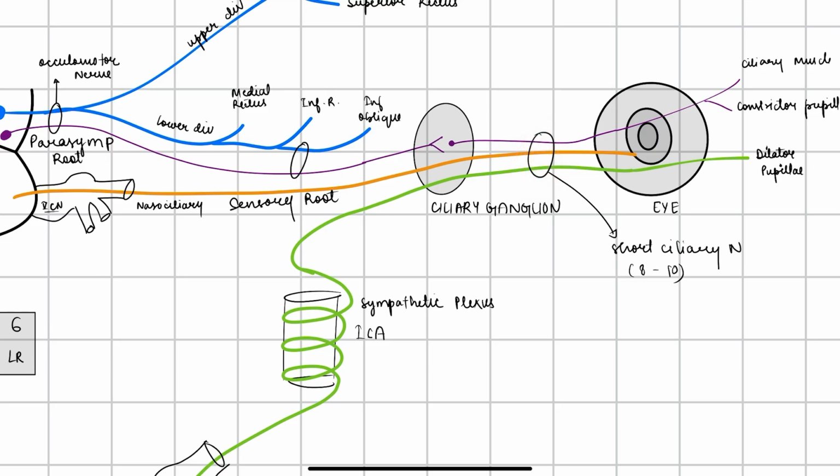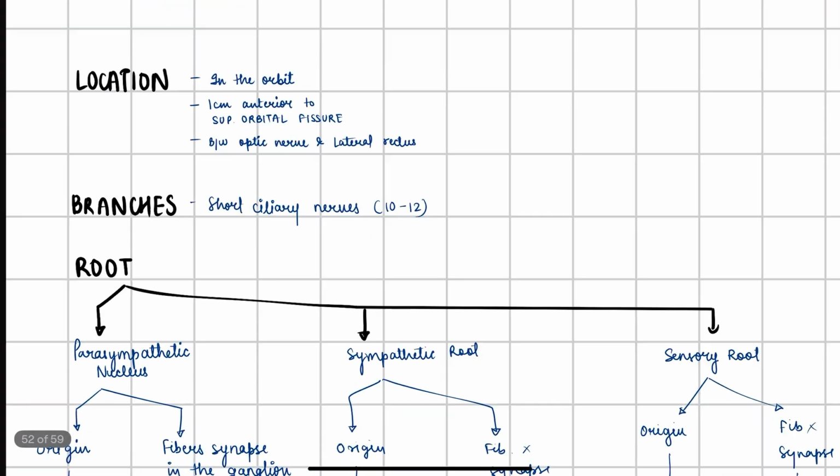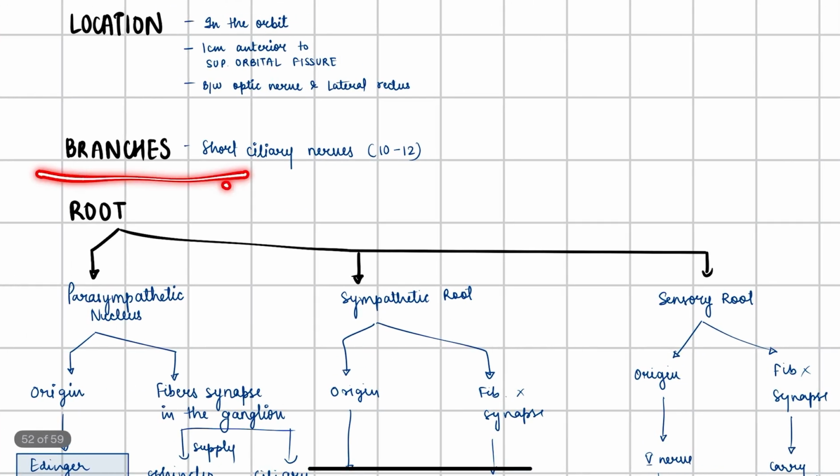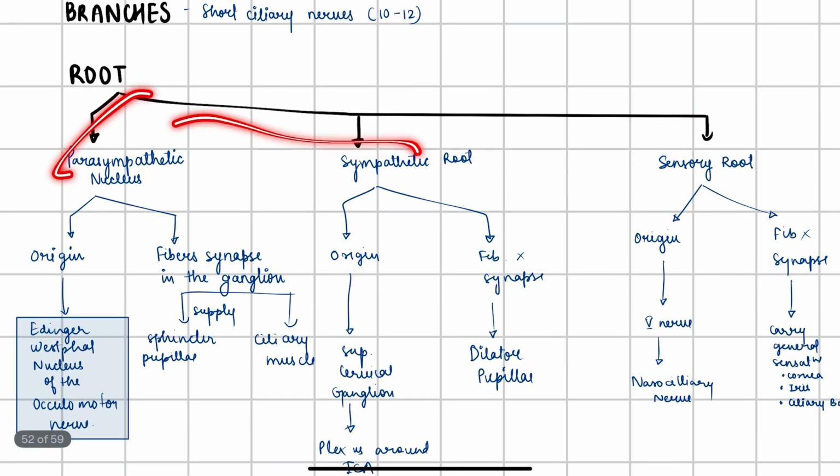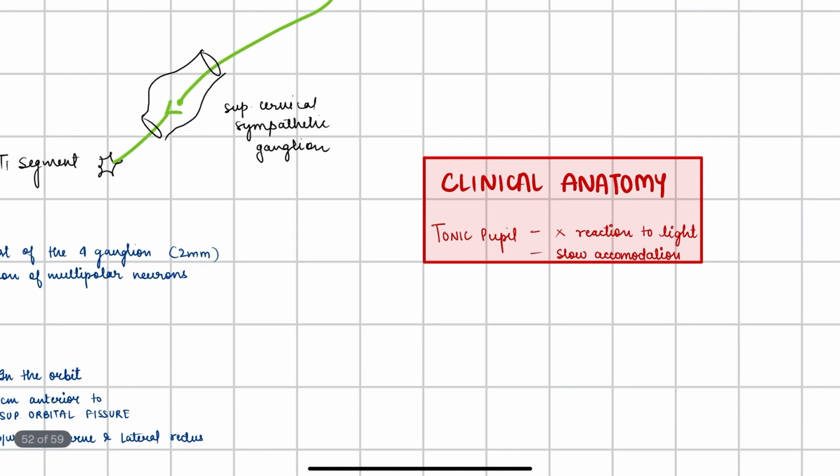Now all these three nerves form the short ciliary nerves, which are 8 to 10 in number or 10 to 12 in number. These are the branches, the short ciliary nerves and the root. The clinical anatomy is tonic pupil, in which there is no reaction to light and a slow accommodation.